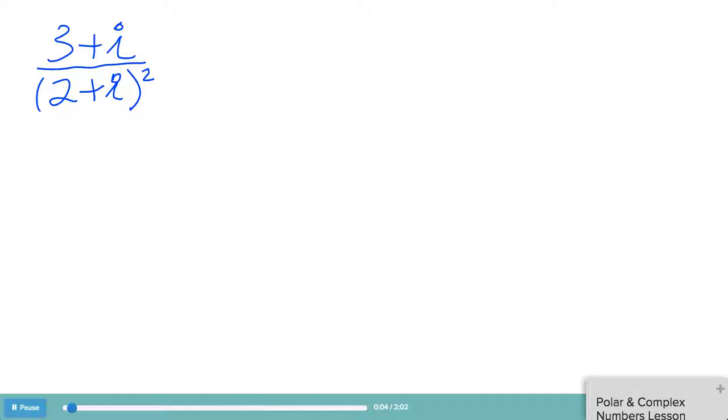Interesting. Okay, so I guess my first thought is let's just multiply out the denominator. Okay, so 3 plus i is my numerator. And let's see, I'm going to have 3 plus 4i as my denominator. Did you get that? Yes. You did.